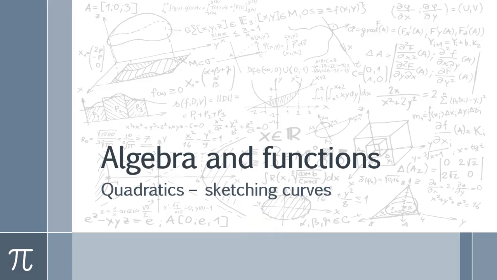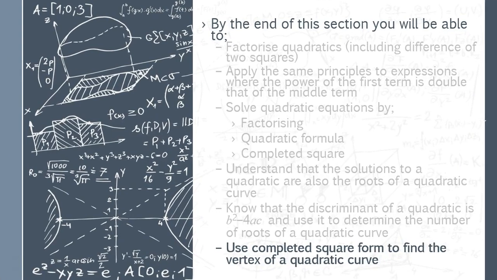So this is the fifth and final video in our series on quadratics, and what we're going to do in this video is take all the bits and pieces we've been looking at previously and bring it all together in terms of how we would go about sketching a quadratic curve. And the one new bit we're going to look at, which is our bottom bullet point there, is how we can use completed square form to find what we call the vertex of a quadratic curve.